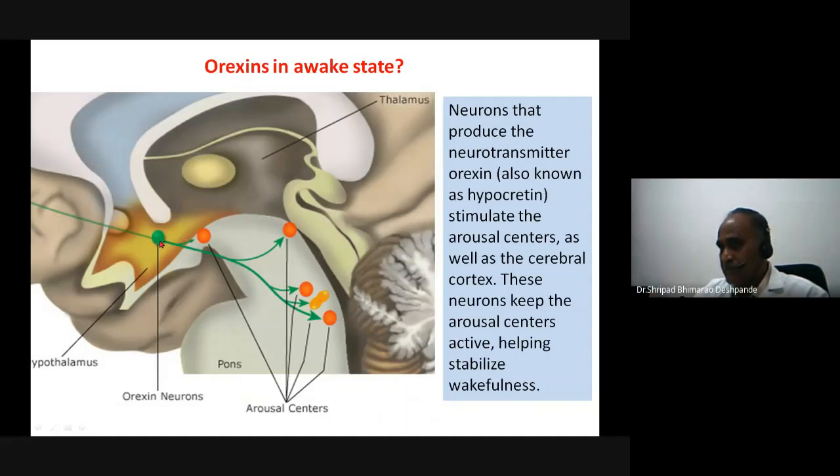Lateral hypothalamus, and this is also known as hypocretin. Orexin is also known as hypocretin, and they stimulate all these arousal centers, and these arousal centers will activate the entire cortical areas. These neurons keep the arousal centers active, helping to stabilize. So that means these orexin neurons further add to the activation of the reticular activating system.